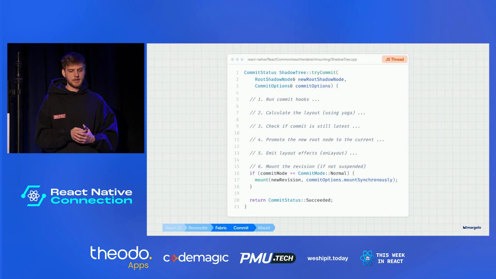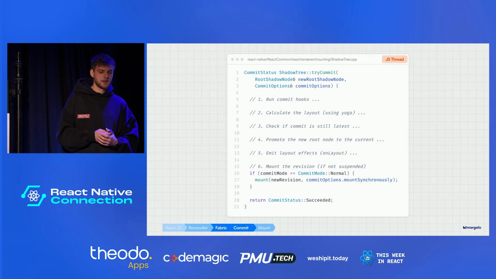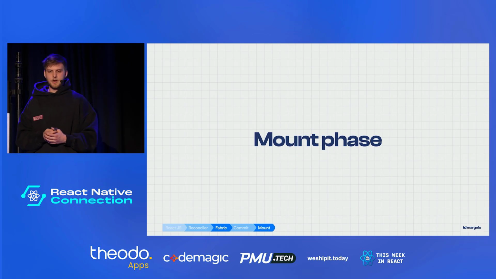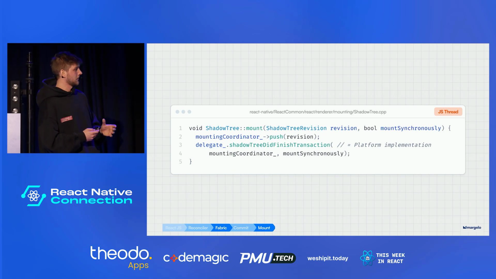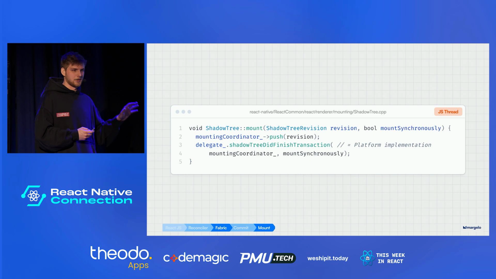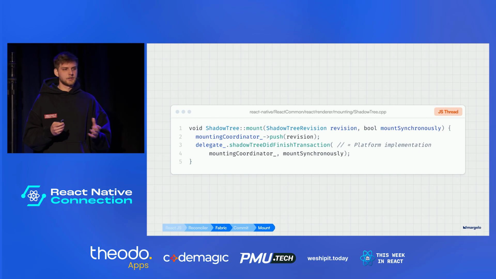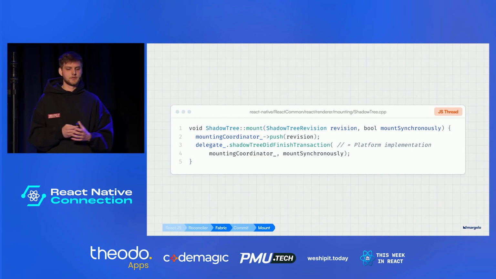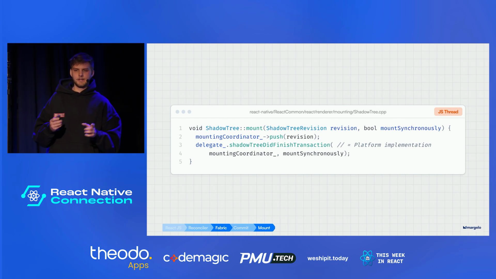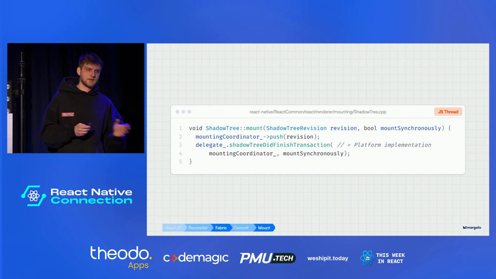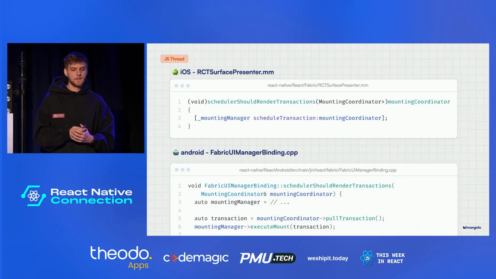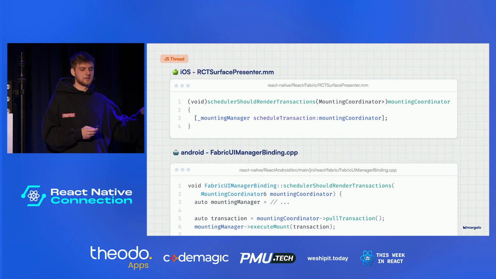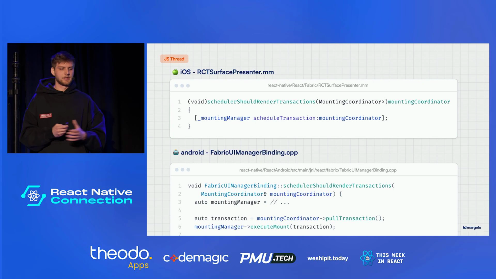And finally, once we're done with that, we get into the second phase of the Fabric rendering, which is the mount phase. Now, the mount phase is really where we finally get to the point where we render something to the screen. So let's look at what the mount function does. We can see that we have something called the mounting coordinator, to which we set our revision that we want to mount now. And then we tell a delegate that we're done with our transaction and would like to run the transaction now. Now, this is the point where we will leave the shared C++ code and go into the platform-specific code. So the delegate really reaches into the Android and iOS implementations. In this talk, I'm going to focus on the iOS implementation, but the Android thing runs similar to that.